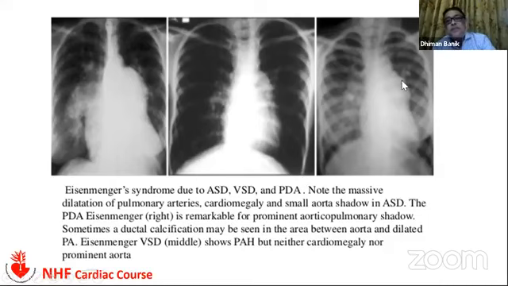And this is the picture with dilated pulmonary vessels, a prominent aortic knuckle, and LV apex, and there is a pruning effect present. This is the picture of Eisenmenger syndrome with PDA. So with this, I end my lecture. Thank you all for your patience in hearing.